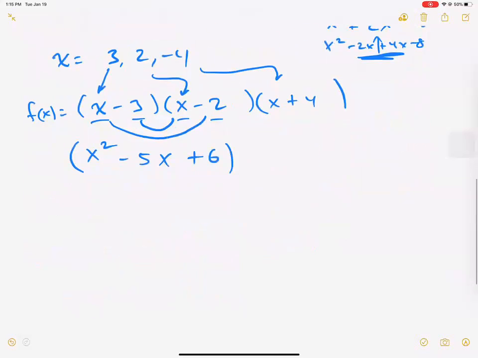All right, so our next step is that we have to multiply this trinomial by a binomial.